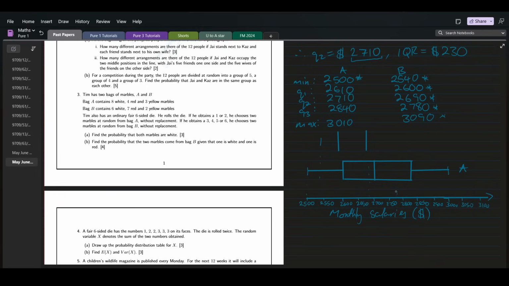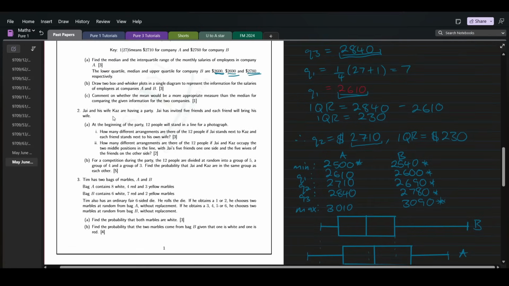2780 should be somewhere here, that's Q3, and then finally 3090. 3090 will be all the way over here. And now let's draw a box like that. And then our whiskers. And this is the box and whisker plot for company B. We have completed part B.